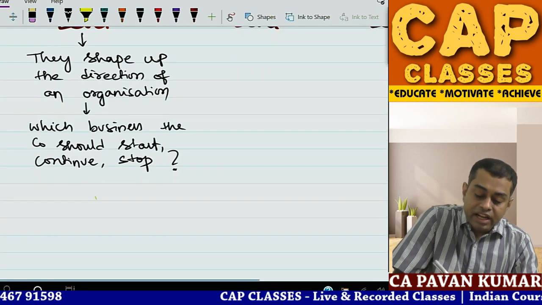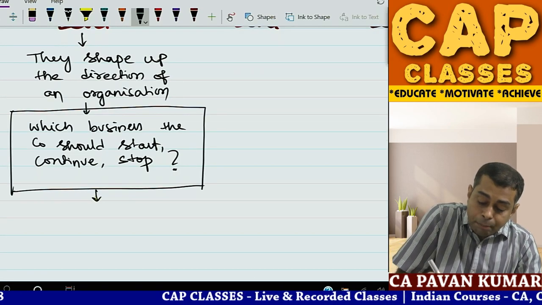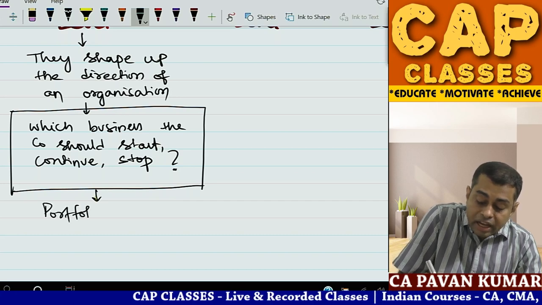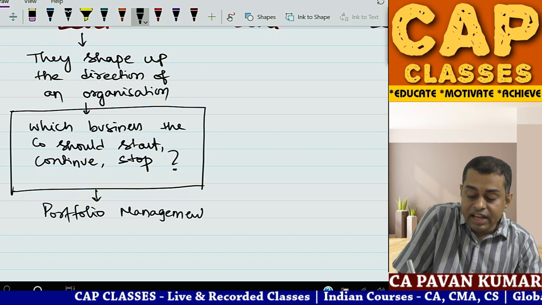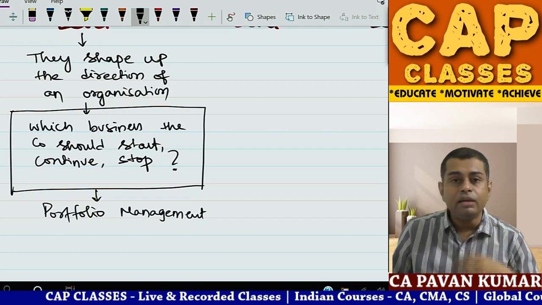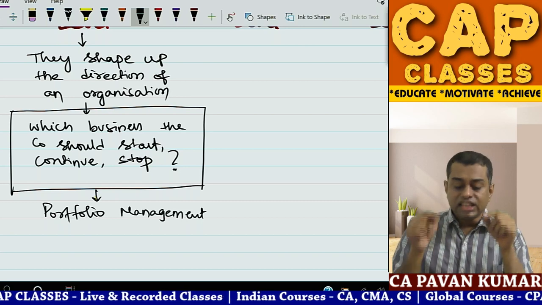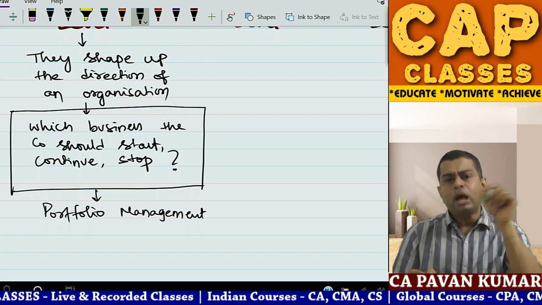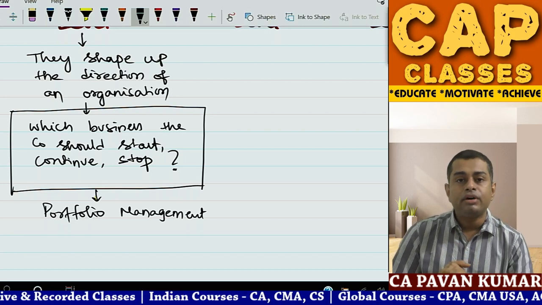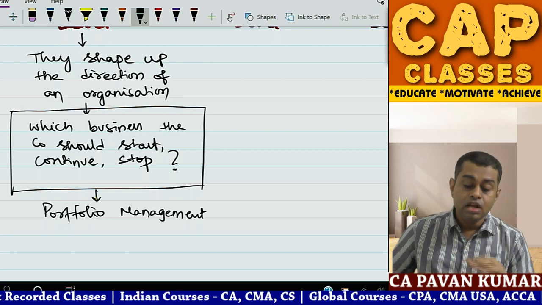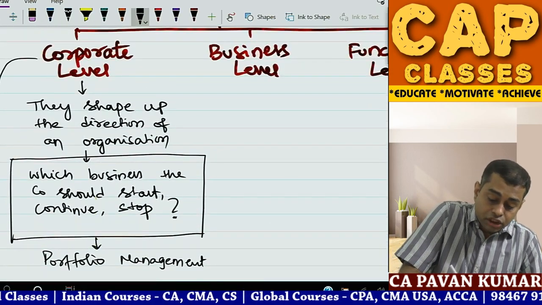So this, my dear friend, in your language, this is called portfolio management: BCG matrix, ADL matrix, Arthur D. Little matrix, Igor Ansoff matrix, General Electric matrix. All these are portfolio management, which is done by the top level people. Which business I should start, which business I should stop, which business I should continue. So here you have corporate level strategies.